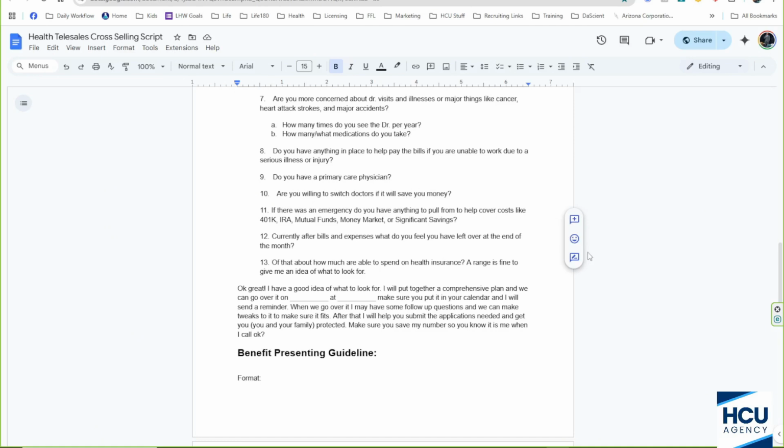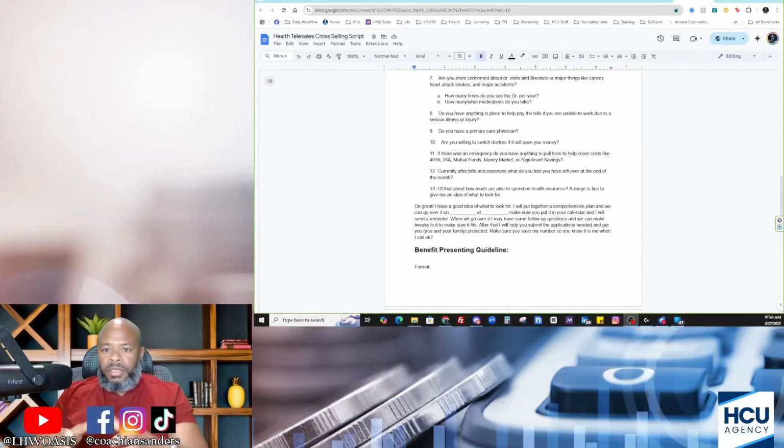All right. So if there was an emergency, do you have anything to pull from to help cover costs like 401k, IRAs, mutual funds, money market, or significant savings? Now, the reason for this question isn't as obvious as the others. The reason you want to ask this is, for one, they may have to pull from that money if they get sick, so it even more reinforces their need for some type of supplement plan if they're worried about how they're going to pay their bills if they get sick or injured. The other thing is sometimes a lot of people don't know that there's great retirement plans, or there's other things that they can do to prepare for retirement that they're unaware of.